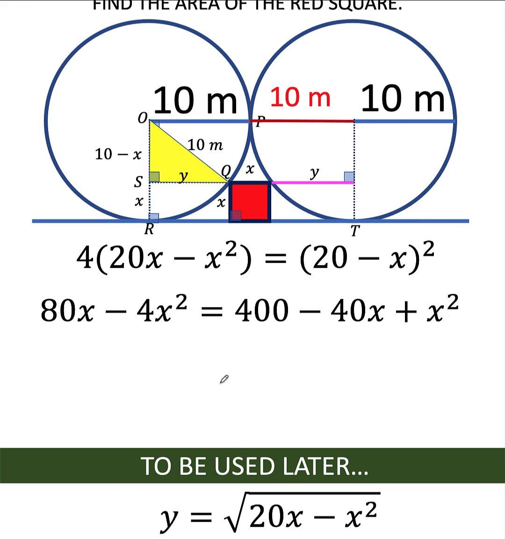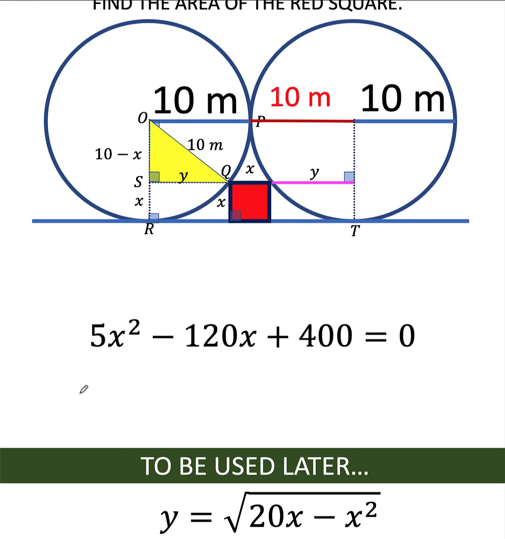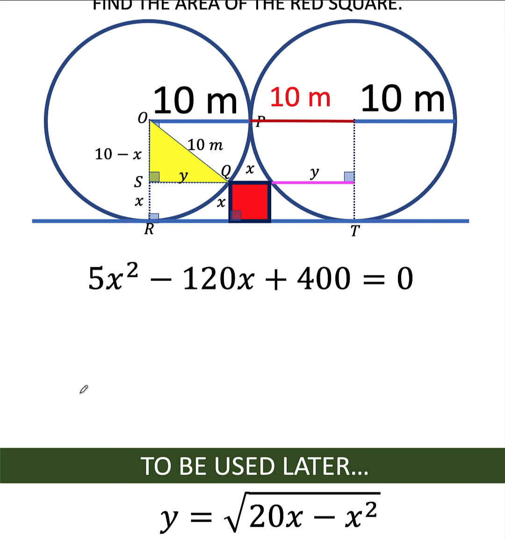Then let's gather and combine like terms. So we add 4x squared to both sides to arrive at 5x squared at the right. We subtract 80x from both sides of the equation to arrive at minus 120x at the right, and we copy 400. Nothing is left at the left side. Then let's rearrange the terms. There is a common factor of 5, so let's divide each of the terms by 5 to arrive at x squared minus 24x plus 80 equals 0.